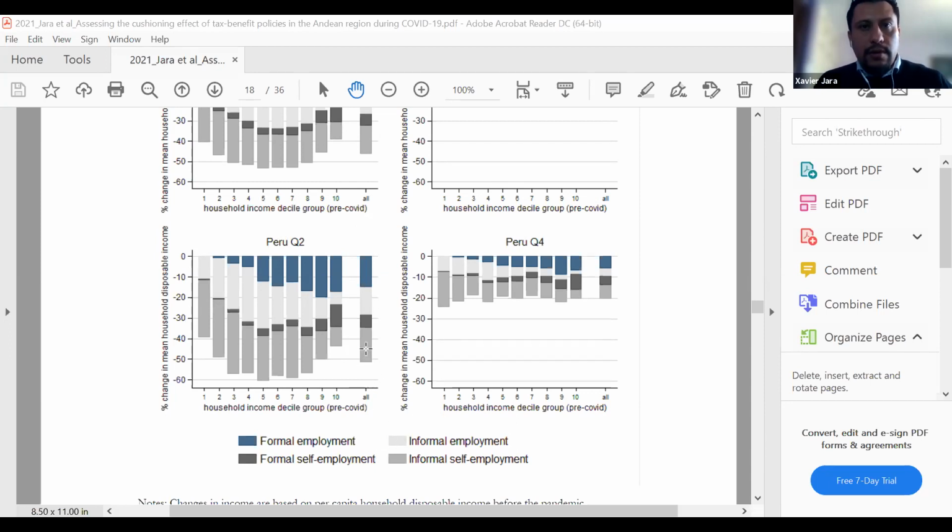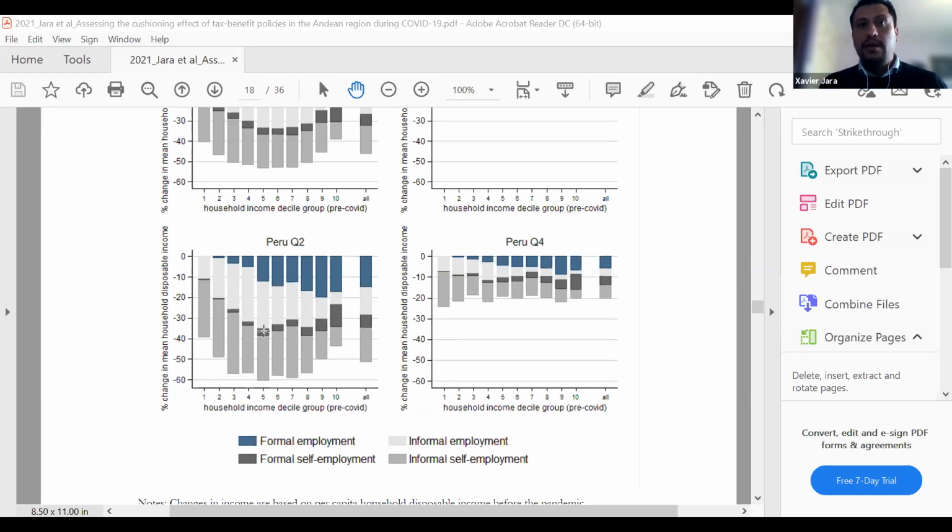The second change in earnings that contributes a lot is the drop in informal self-employed earnings. That's the dark gray bar that we observe here, and it is most concentrated at the bottom of the distribution because these are informal workers and informal self-employed workers. The contribution of formal self-employed is very small. That's the black bar here.